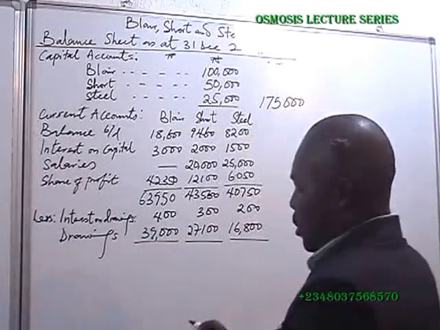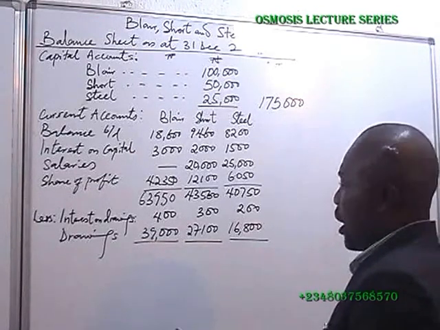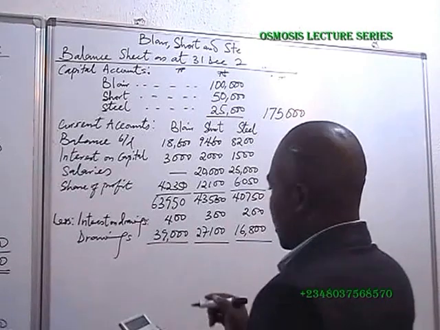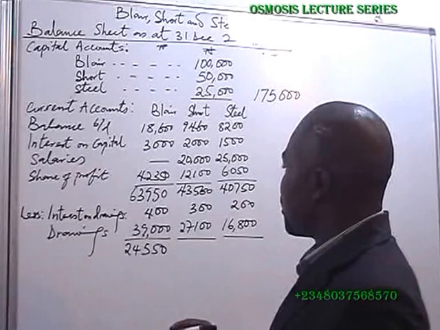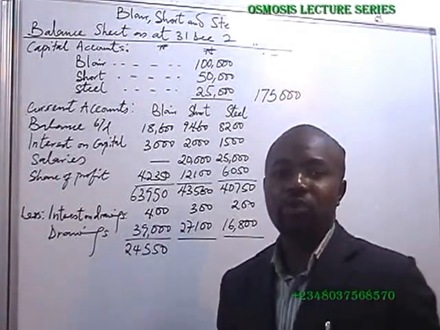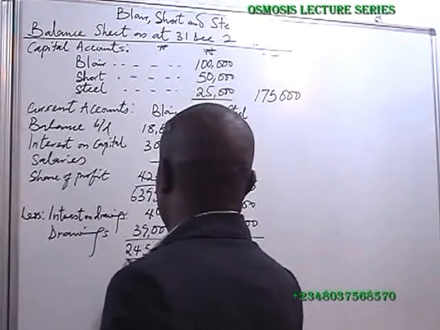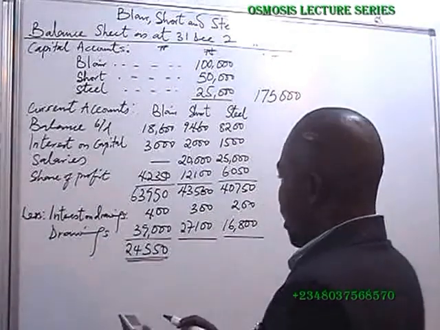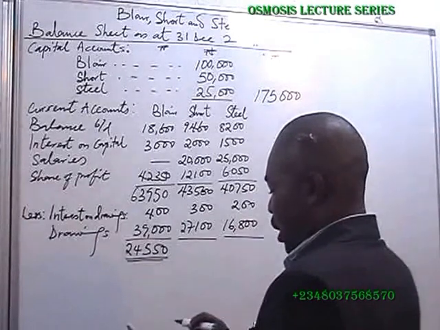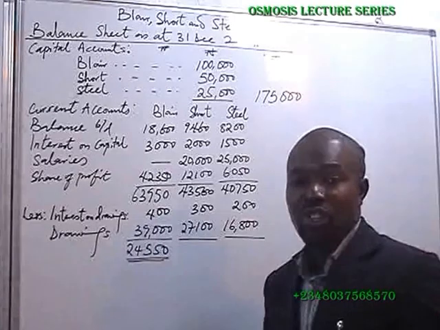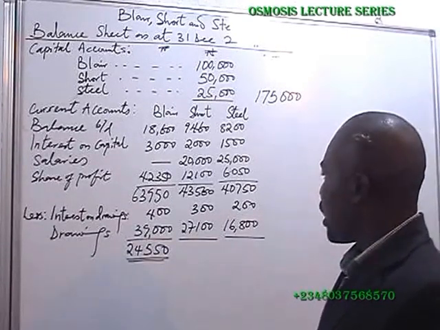So we are going to say here now 63,950 naira minus 400 naira minus 39,000. This will give us 24,550. So here now we are going to have 24,550, which is the balance of Blair's current account. So here we are going to have 43,560 minus 300 minus 27,000.